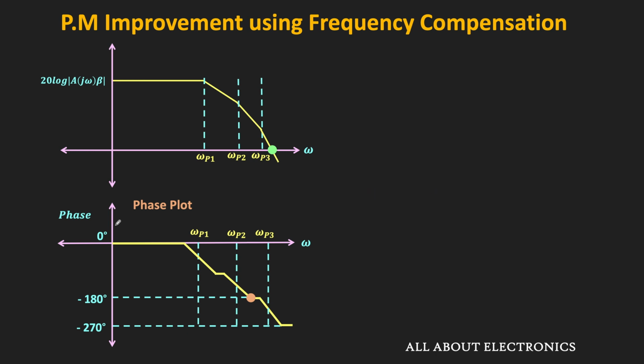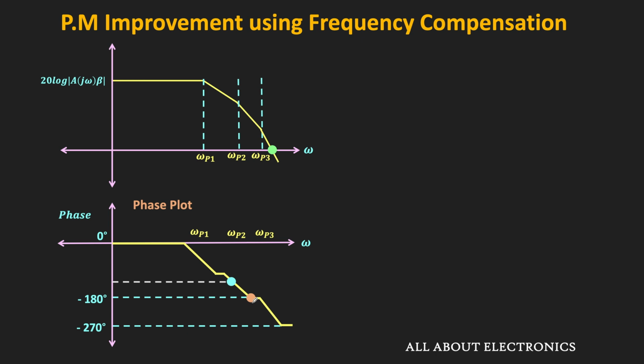So let's say, using the frequency compensation, we want to improve the stability. And not only that, we also want the desired phase margin. So for that, now let us find out the required location of the dominant pole. So let's say, for this given feedback amplifier, this is the required phase margin. That means with the frequency compensation at the gain crossover frequency, this should be the phase.